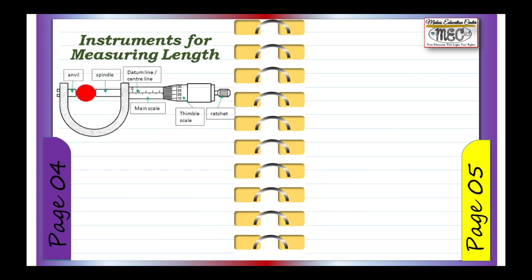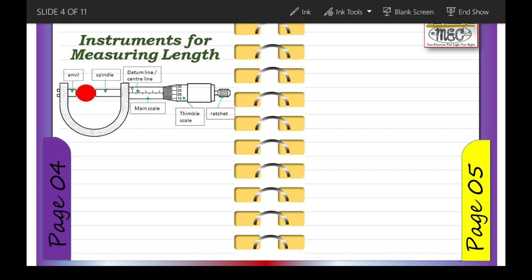Let's start with the first one, which is a micrometer screw gauge. As you see on this one, it is having many parts, but the essential one is to know where we put the object that we are measuring. For example, here you see this red color. This red color is the object that you are measuring. As you see, this is a very small object. So we want to know what is the thickness, what is the width of something. We want to know how long is an object.